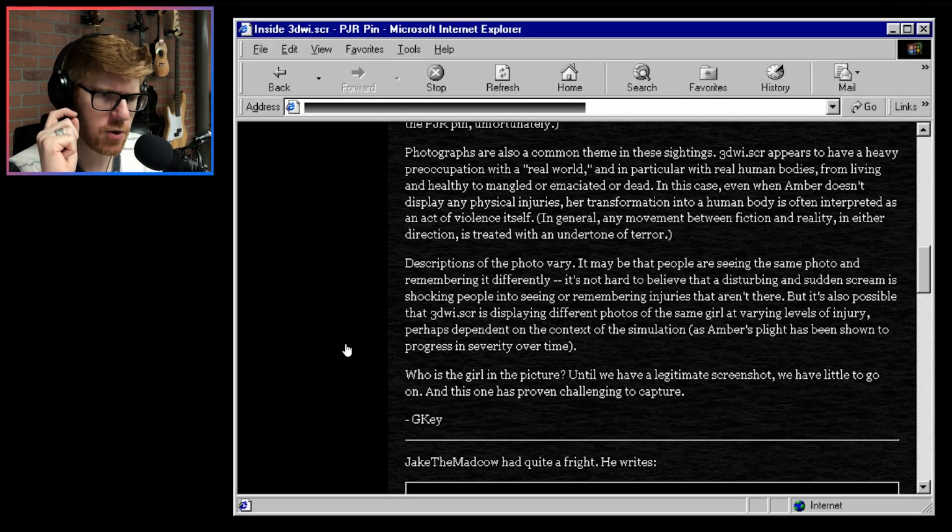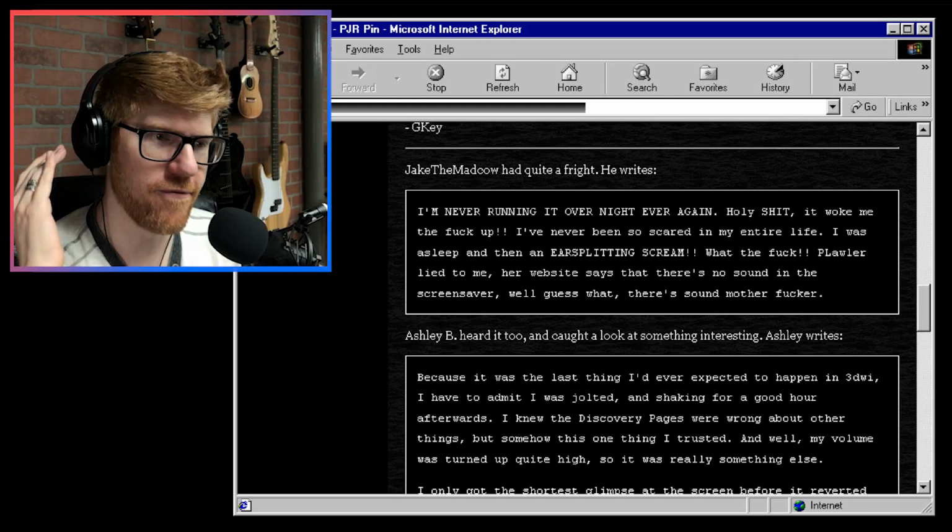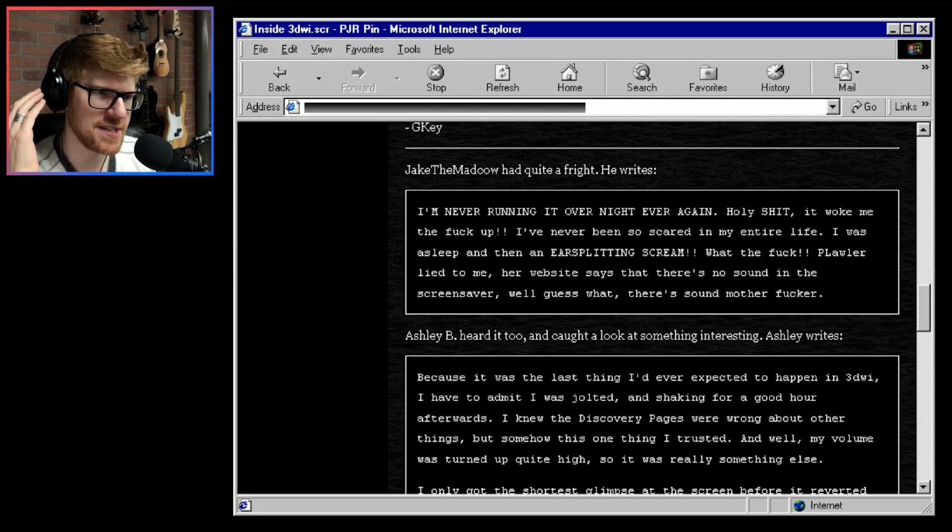Jake the Mad Cow had quite a fright. He writes, I'm going to press G. Nothing happened. I pressed G. Okay. I'm never running it overnight again. Holy shit, it woke me the fuck up. I'd never been so scared in my entire life. Was asleep and then an ear-splitting scream. What the fuck? Plawler lied to me. Her website says there's no sound in the screensaver. Well, guess what. There's sound, motherfucker.